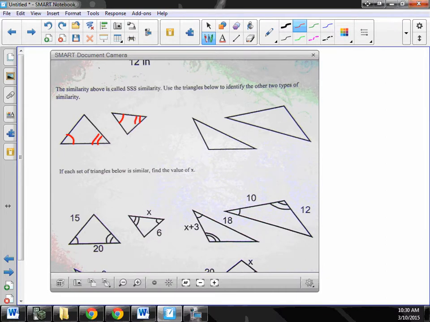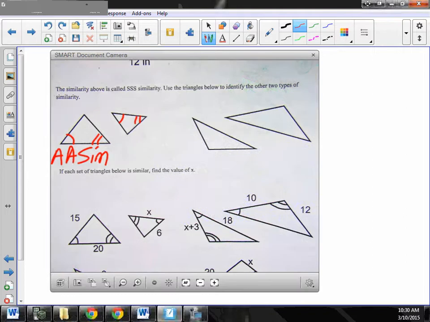Yes. And if all three angles match, does that guarantee that the triangles are the same shape? Yes. So this one is called angle-angle similarity. If you're looking at two triangles and you know two sets of angles are congruent, that guarantees that the triangles are the same shape without even measuring the third one. So that's the easiest one you're going to deal with.